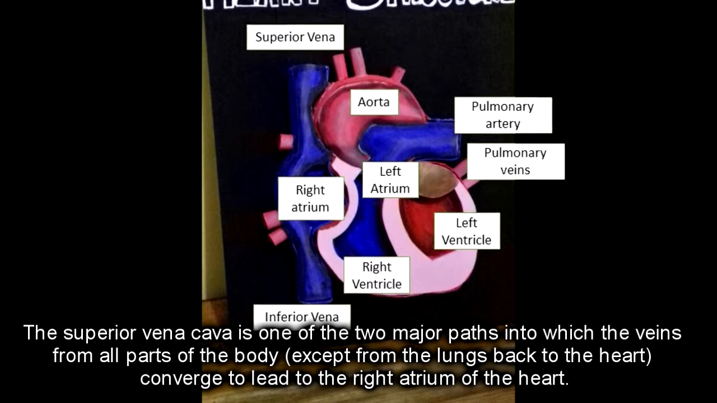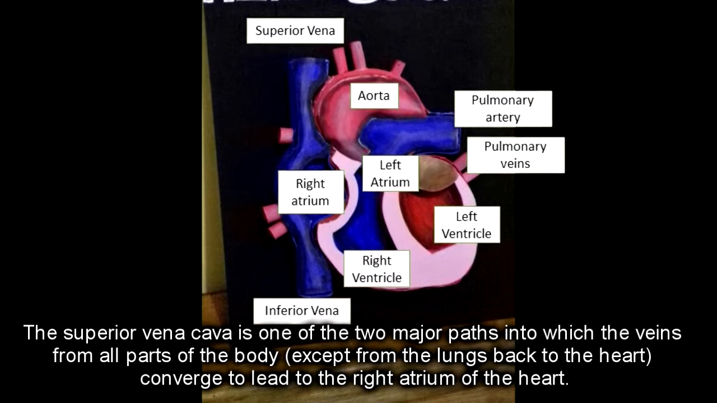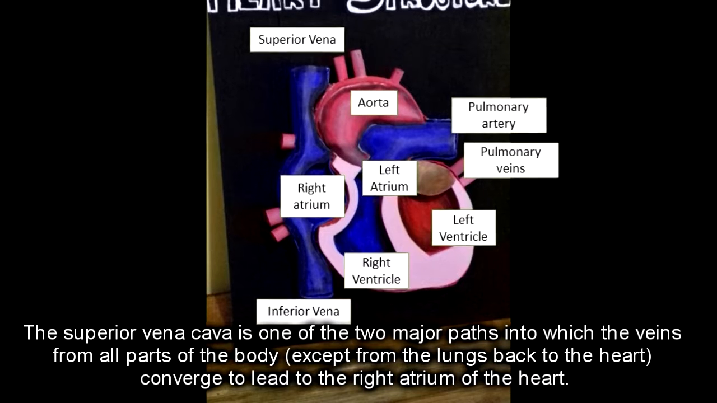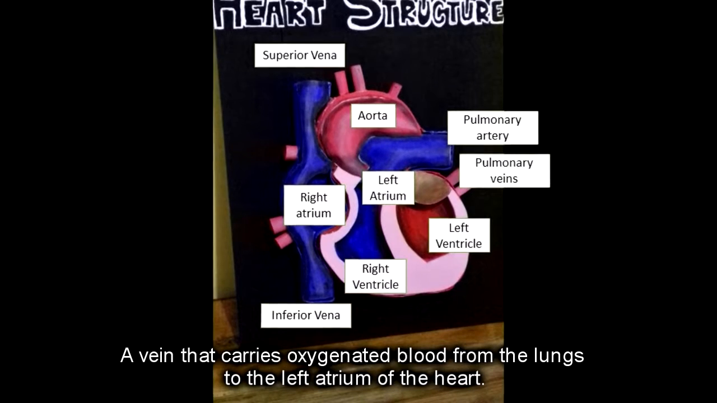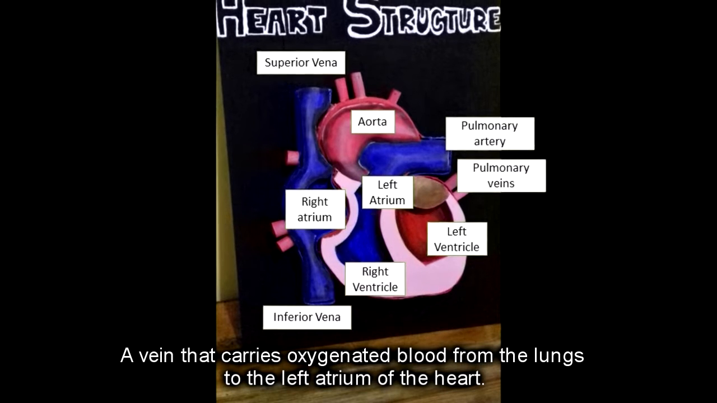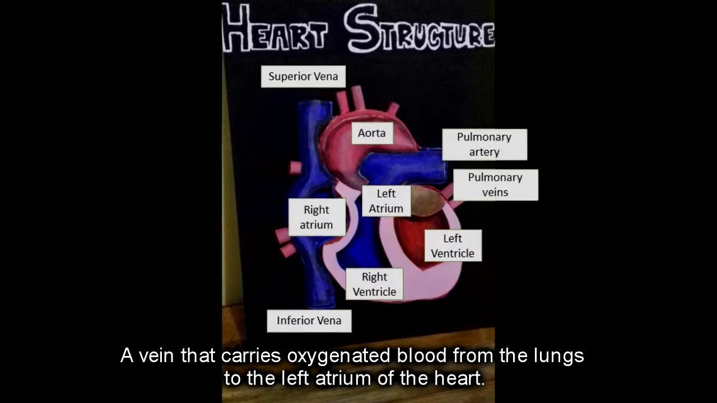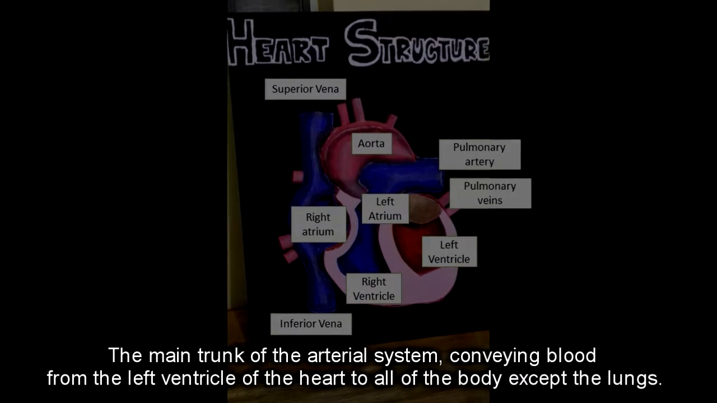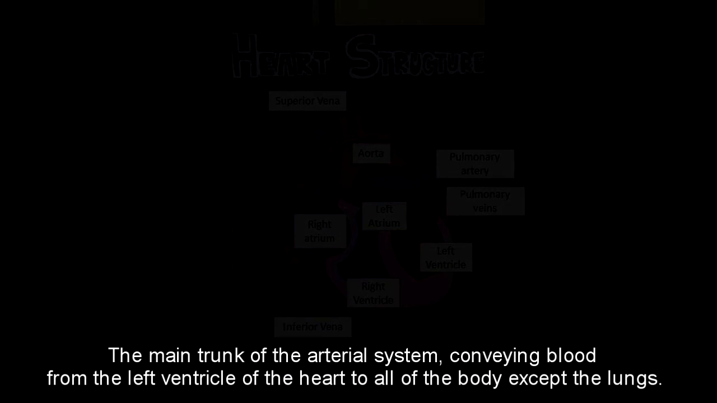The superior vena cava is one of two major paths into which the veins from all parts of the body, except from the lungs, converge back to the heart, leading to the right atrium of the heart. Pulmonary vein is a vein that carries oxygenated blood from the lungs to the left atrium of the heart. The aorta is the main trunk of the arterial system, conveying blood from the left ventricle of the heart to all of the body except the lungs.